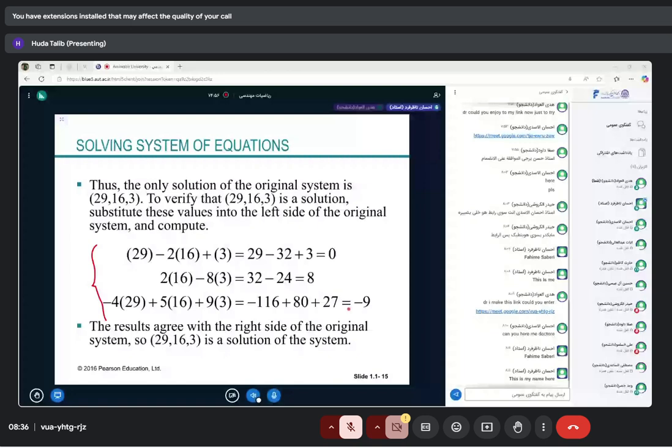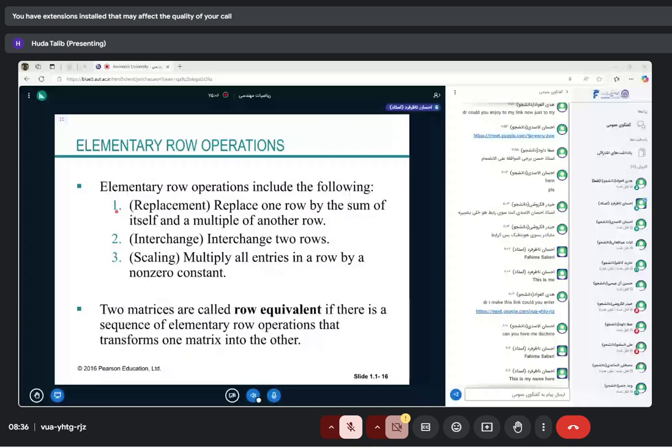So actually we follow these 3 operations. These are called row operations. Replacement means replace one row by the sum of itself and a multiple of another row. The second one is interchange 2 rows. We can do that. Also scaling. We just did that. If you remember, I divided a row by 2. This was a scaling step: multiply all of the entries in a row by a non-zero constant. It's very important that the constant needs to be non-zero.